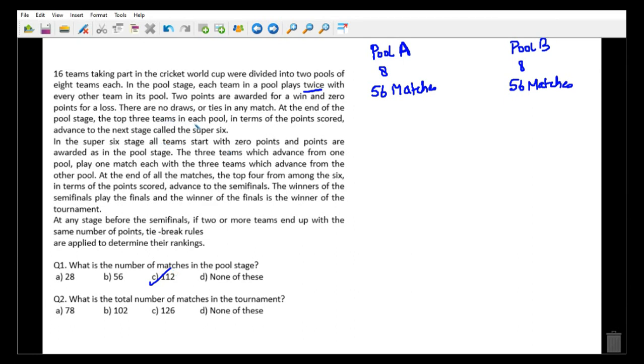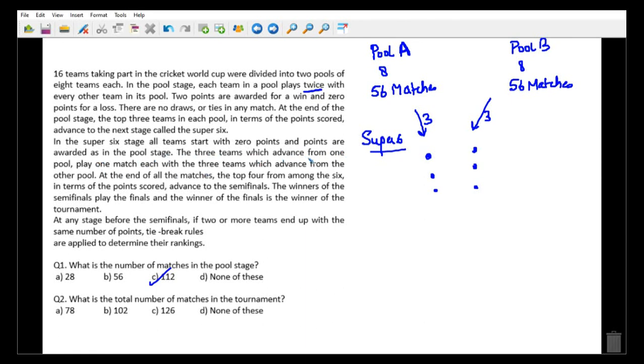Then there are no draws or ties in any match. No draws are happening in any match over here. At the end of the pool stage, the top 3 teams in each pool, in terms of the points scored, advance to the next stage called the Super 6. So after this, we have a Super 6 stage in which 3 teams advance from pool A, 3 teams advance from pool B. Okay, so we have 3 teams over here and 3 teams over here. Also, we can see that out of 8 teams, 3 teams advance to the next round. In the Super 6 stage, all teams start with 0 points and points are awarded as in the pool stage.